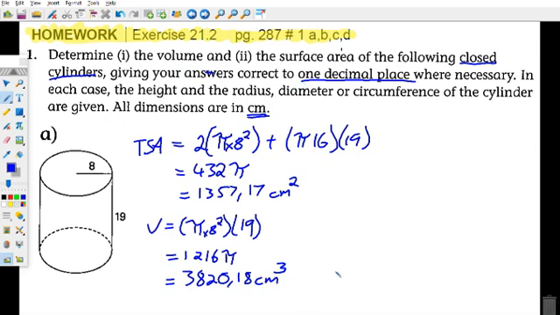So if we have to work out the capacity, they didn't say, let's work it out. Capacity, we just say it is equal to 3820.18 milliliters.